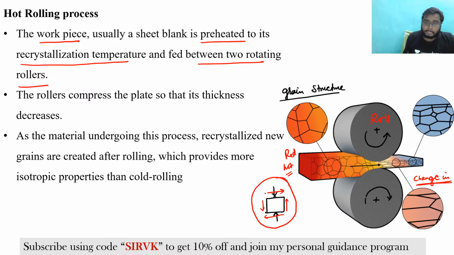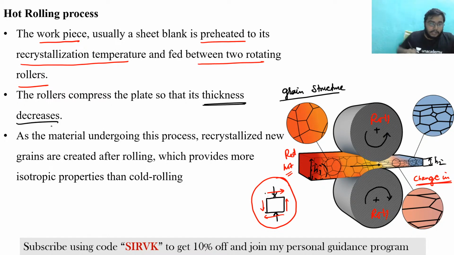Fine. So these are the rolls. Now the rollers compress the plate, so that its thickness decreases. See, this is the thickness. Earlier this was the thickness, so let me write it as H1. Suppose this is H1 and this is H2. What we can understand here is that earlier there was a thickness H1, and now this is H2. So the thickness is reduced. The roller compresses the plate, so its thickness decreases.